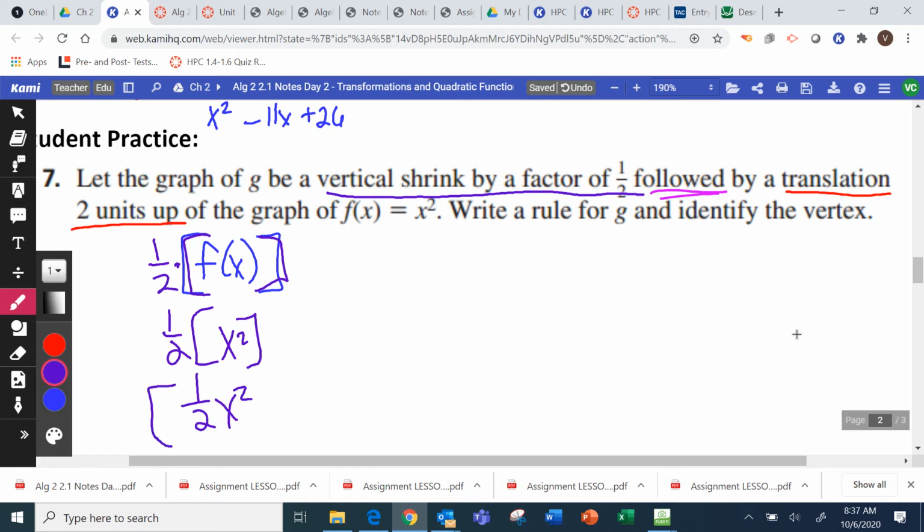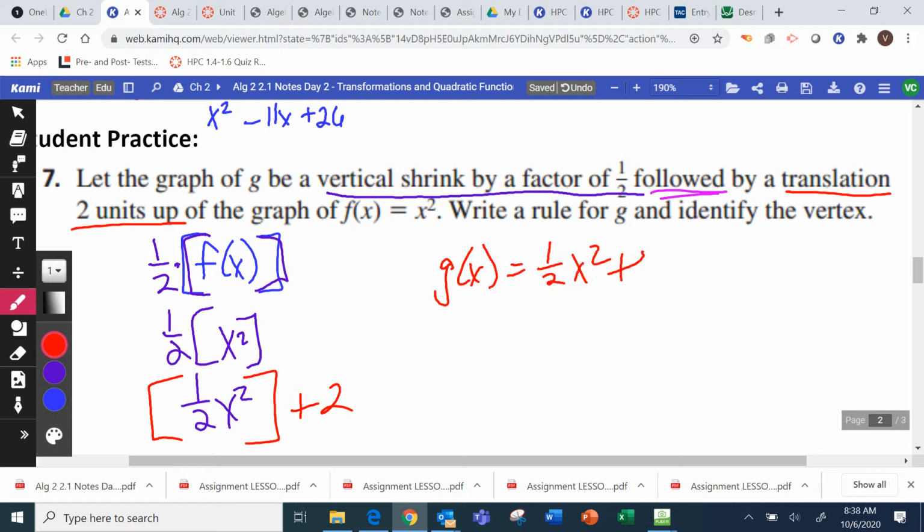Now, the second part, why won't you change color? The second part, we're translating 2 units up, and we put that on the outside. Do I need these brackets here, or can I just put them together? I can just put them together. Oh, that was so messy. I'm so sorry. Then we need to identify the vertex.